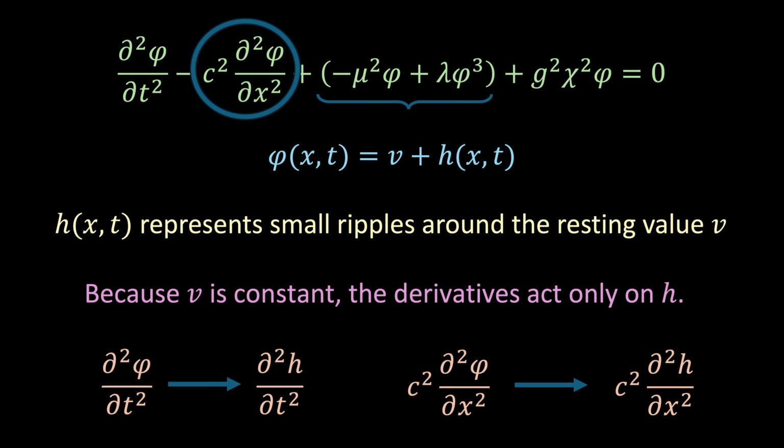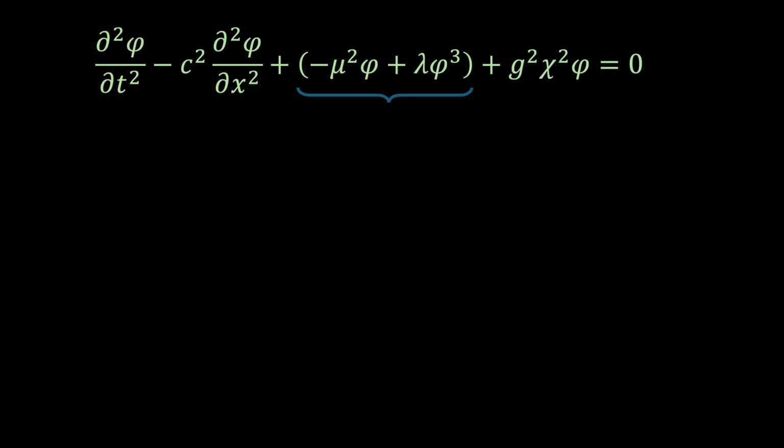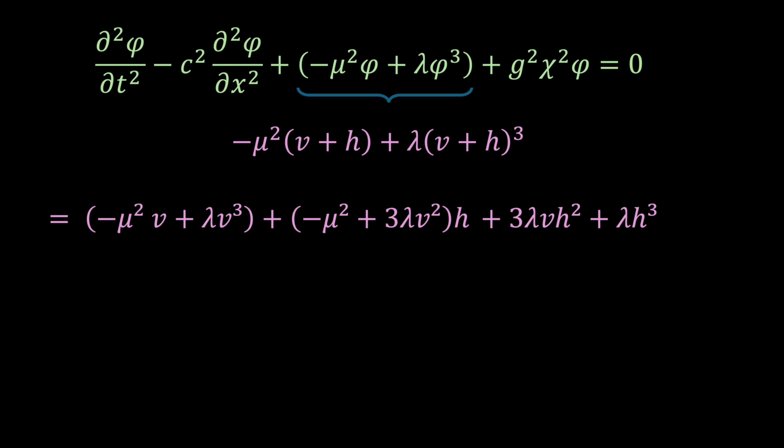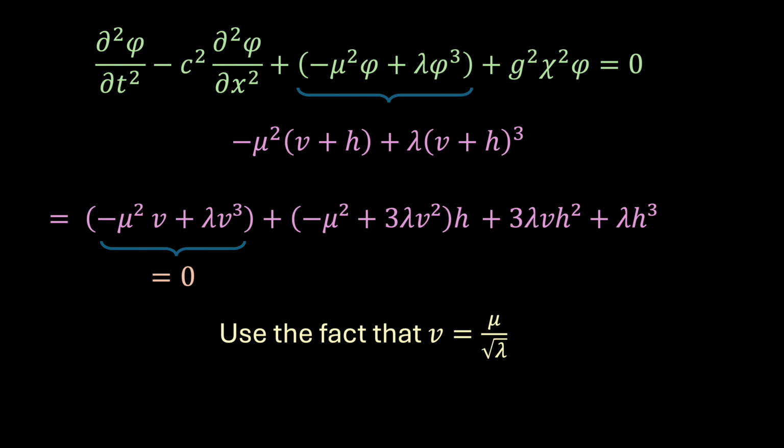But what about the term corresponding to the derivative of the Mexican hat potential? Well, if we replace phi by v plus h, we find the following result. And then expanding out the brackets, we find this messy looking purple expression. However, it's not as bad as it first looks. We can simplify matters by using the fact that v equals mu divided by the square root of lambda, which we established earlier when minimizing the Mexican hat potential. In which case, the first bracket vanishes and the second bracket simplifies to 2 mu squared.